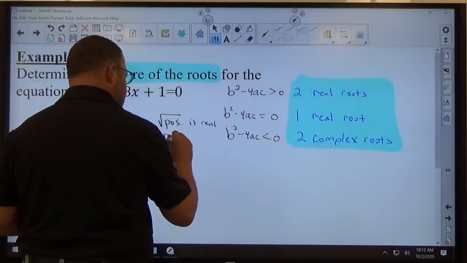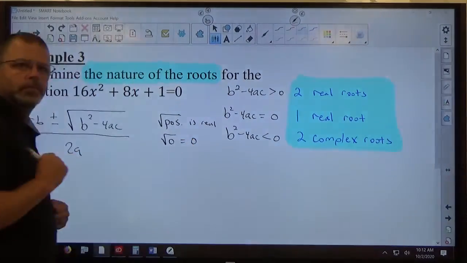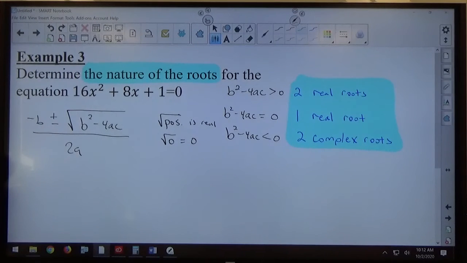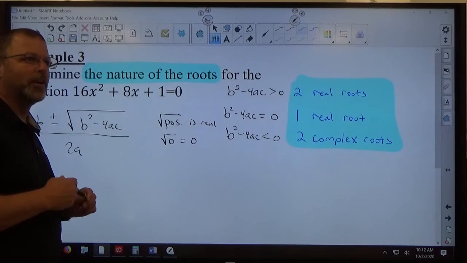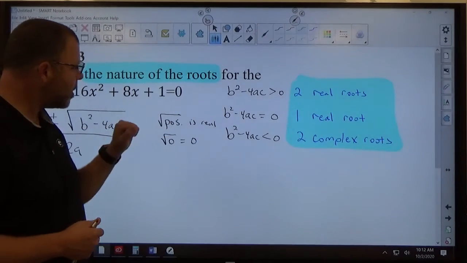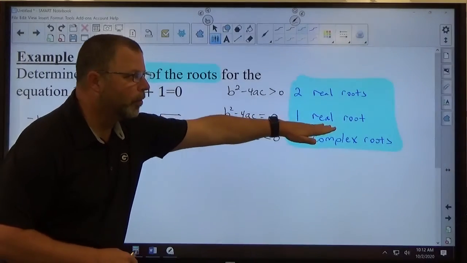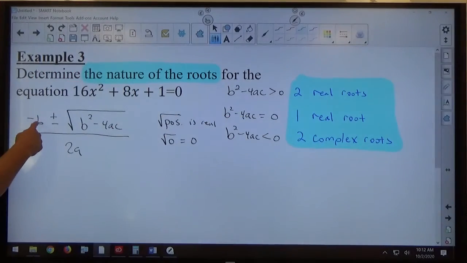The square root of 0 equals 0. 0 is real. It really exists in the real world. If you don't believe me, in wintertime, I'm sure it'll be 0 degrees at least once. That's when 0 is real. You know, put on a coat, right? But 0 is real. And so it says 1 real root, not 2. Here's why it's 1. Negative b plus 0 is negative b. Negative b minus 0 is negative b. You get the same answer twice, so it counts as 1 answer. So 1 real root when it equals 0.